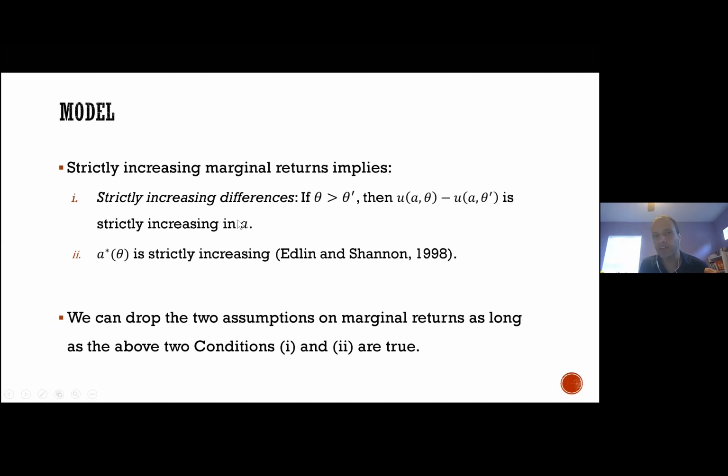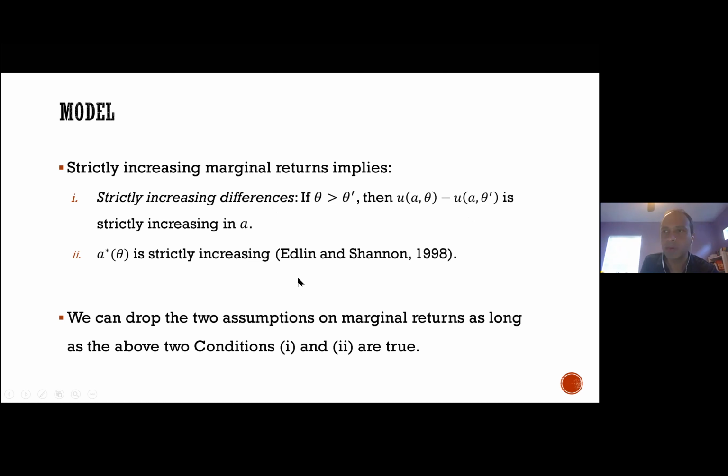As I said, we can drop the assumption on marginal returns. I don't even need differentiability of the utility function as long as these last two assumptions are true. In fact, for all the proofs, I basically use these two. I don't even talk about the derivative of the utility function. So you can just work with continuous utility functions that are single peaked and satisfy these two assumptions.